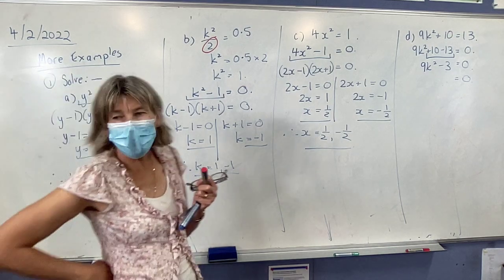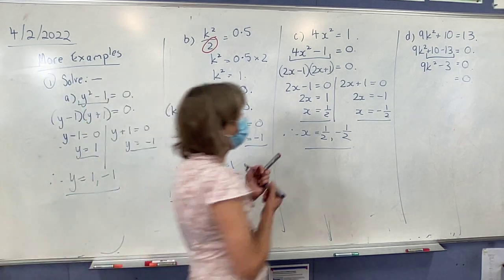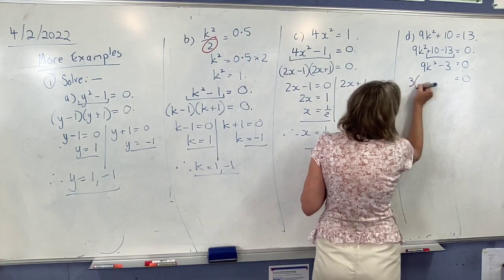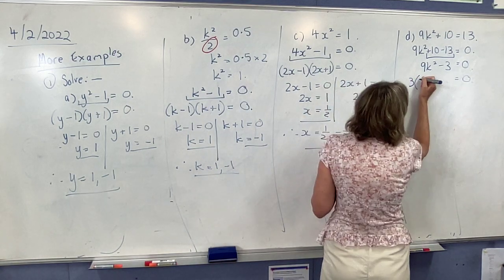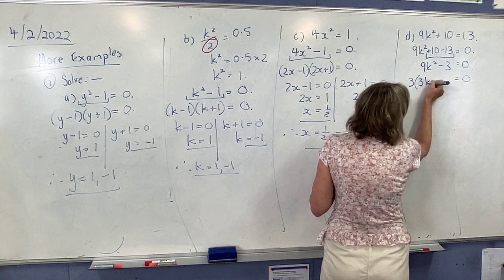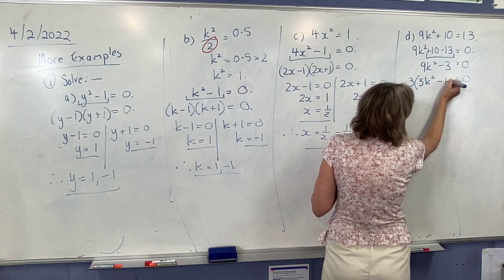Common factor. Is there a common factor there? Yeah, there is. What is it? 3. Take it out. What do we got? So 3 bracket 3k squared minus 1. Good.